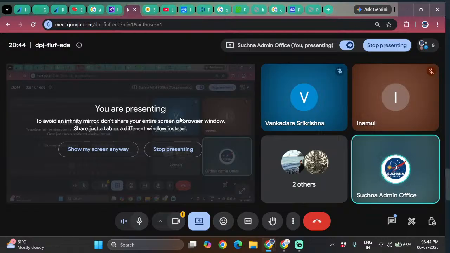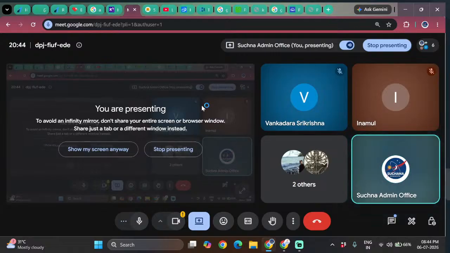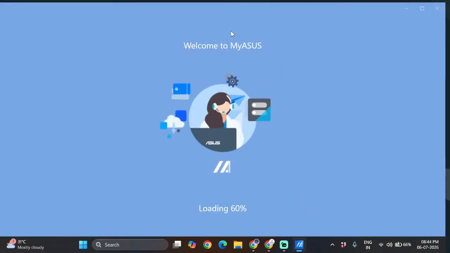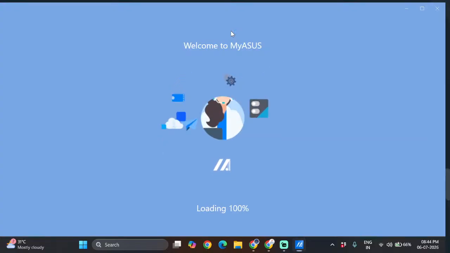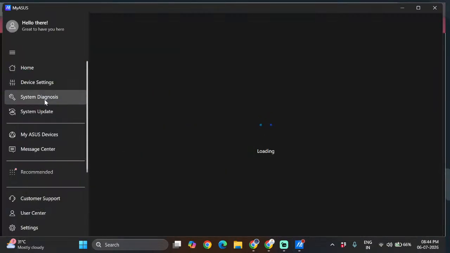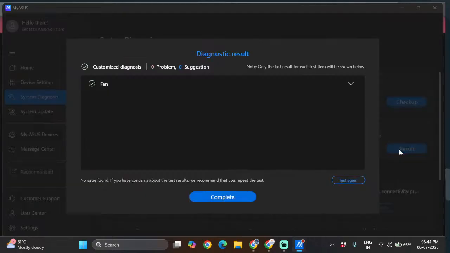First I need to go to my Asus. There I can find it. I just don't know how you can forcibly turn on fans in your systems, but I know in my system. So if you just want to check forcibly, you need to go to the system diagnosis. Options would be similar, but how you access them would be a different thing. Under system diagnosis, we will have a custom diagnosis.